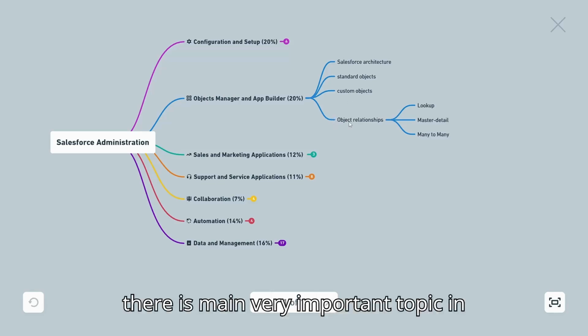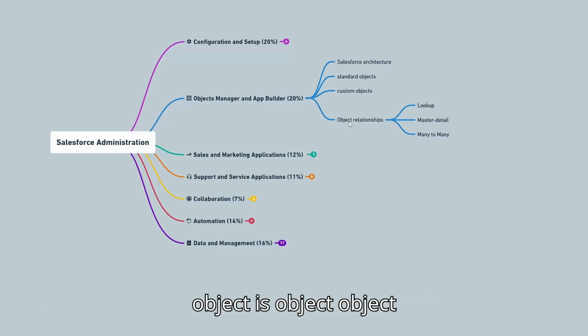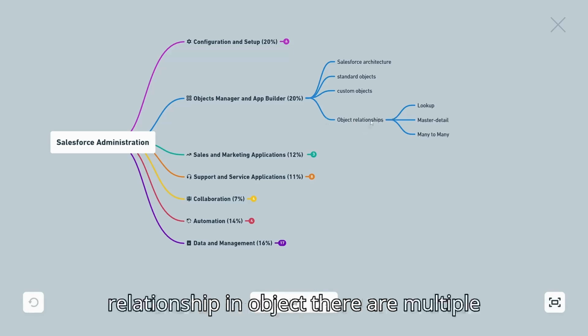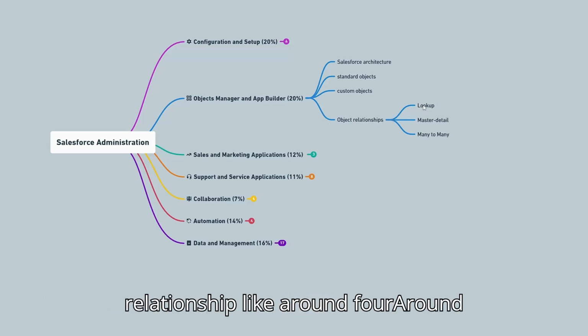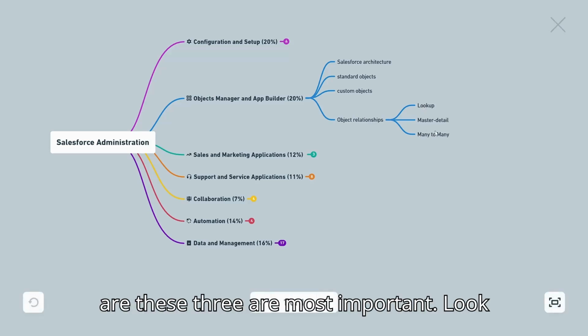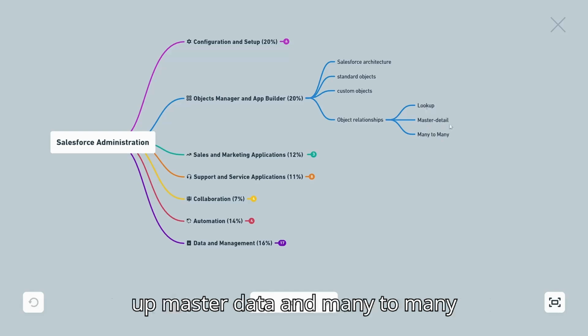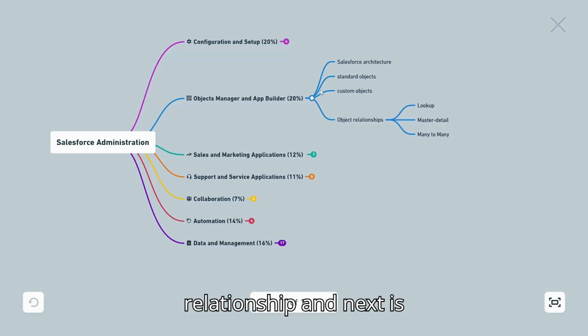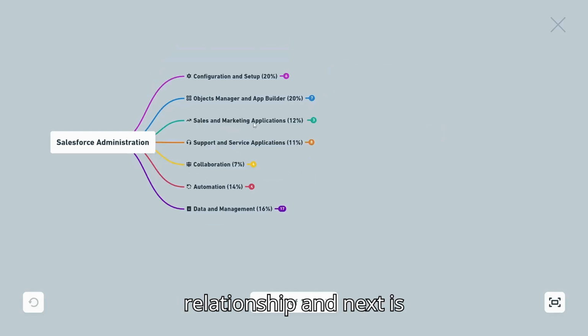A very important topic in objects is object relationships. There are multiple relationships, around five, but these three are the most important: lookup, master-detail, and many-to-many relationship.